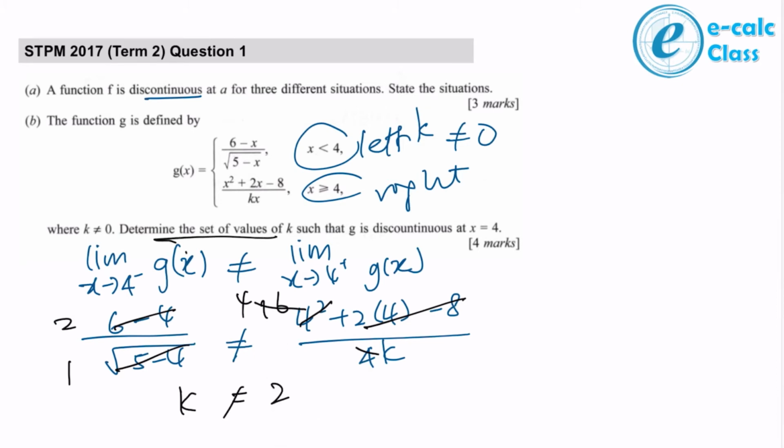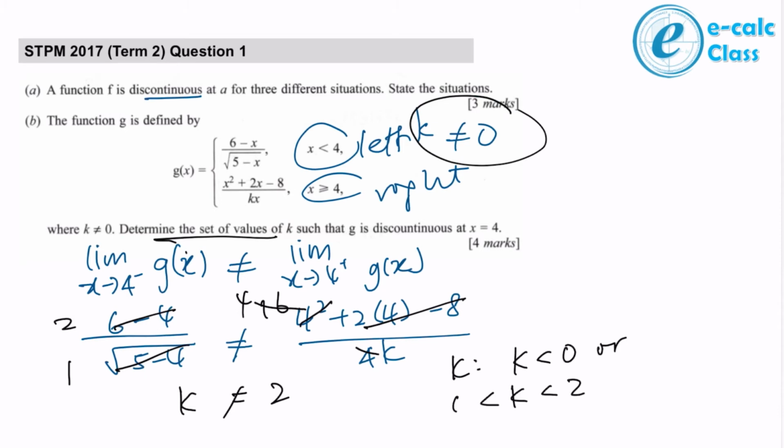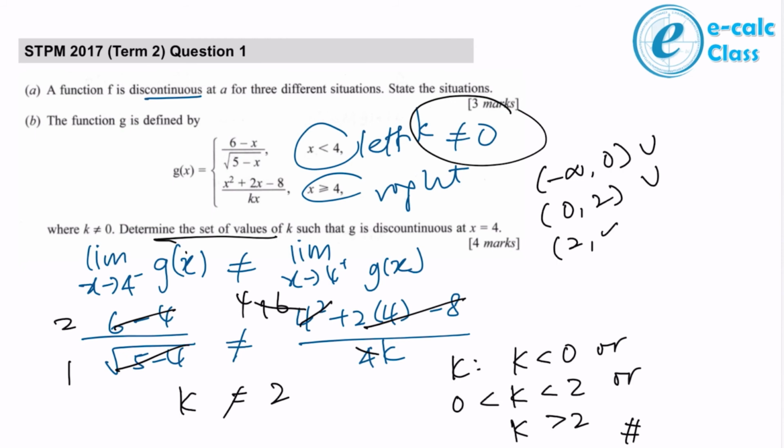Because you need to determine the set of values. So your k, you know that it can't be 0. It should be k smaller than 0, or k in between 0 and 2, or k greater than 2. So this is the set of values of k that the function is discontinuous. And you can also write this in interval form: negative infinity to 0, union, 0 to 2, union, 2 to infinity. Remember, it's a round bracket, because it is not inclusive of 0 and 2. It's a union. You should write it in one line, but I'm running out of space here. Okay, cool.